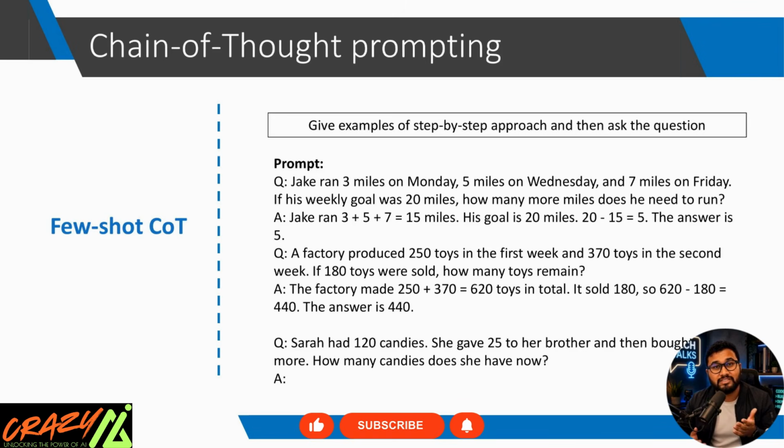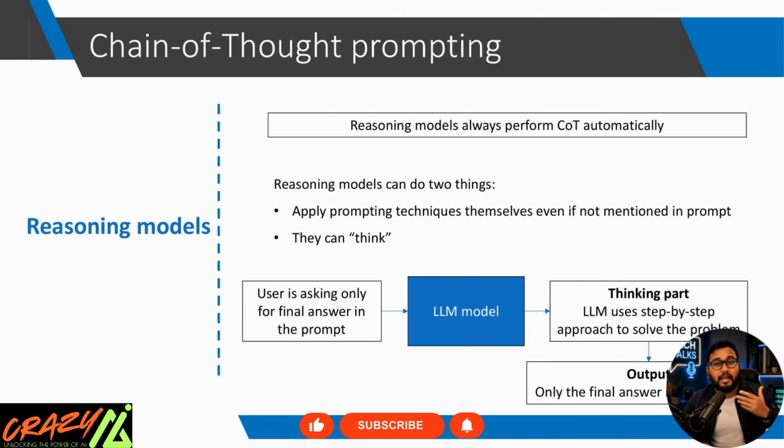Modern reasoning models take this concept even further. Modern reasoning-focused AI models often perform chain-of-thought reasoning automatically. Even when users ask only for the final answer, these models internally analyze the problem step by step. The reasoning process occurs behind the scenes. The user sees only the final result, but the model has already performed extensive internal analysis. This capability is one reason why reasoning models perform exceptionally well on complex tasks.